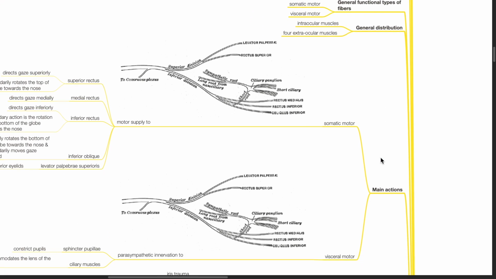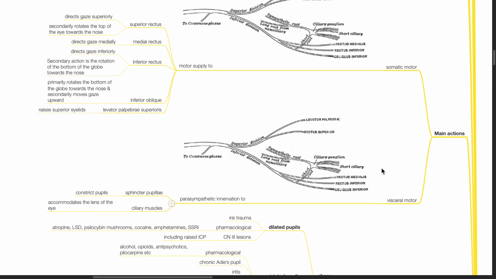Main actions. Somatic motor. Motor supply to the superior rectus, which directs gaze superiorly and secondarily rotates the top of the eye towards the nose. The medial rectus, which directs gaze medially. The inferior rectus, which directs gaze inferiorly. Secondary action of the inferior rectus is the rotation of the bottom of the globe towards the nose. Motor supply to the inferior oblique, which primarily rotates the bottom of the globe towards the nose and secondarily moves gaze upwards. And the levator palpebrae superioris, which raises the superior eyelids.